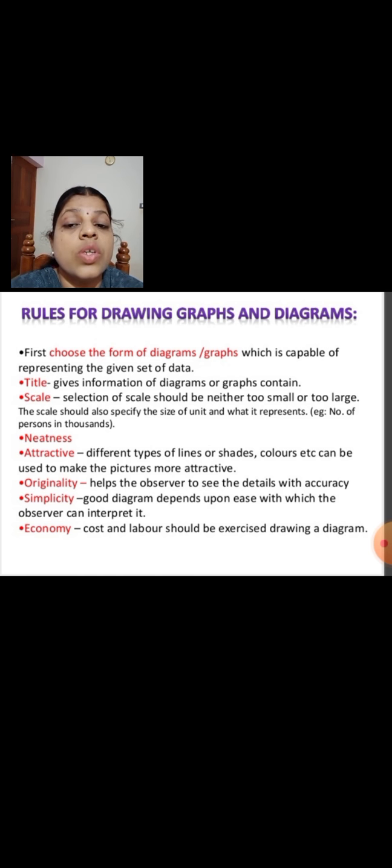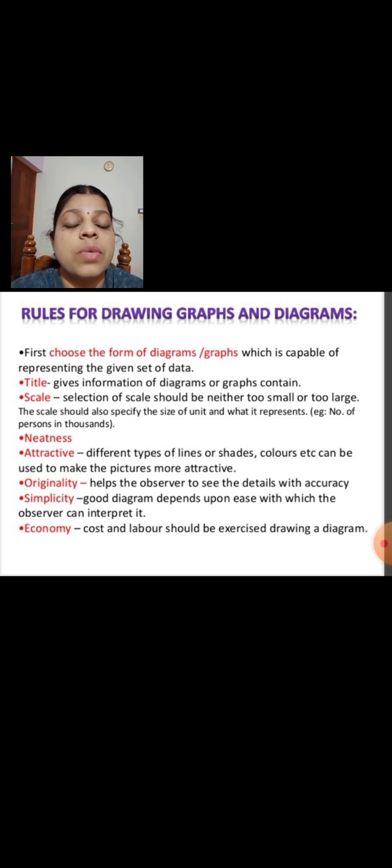Next one is originality. What is that? It helps the observer to see the details with accuracy. That means all the details specified in that diagram will be accurately understood.